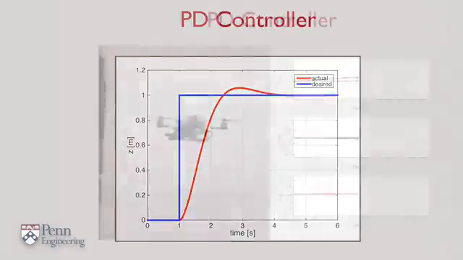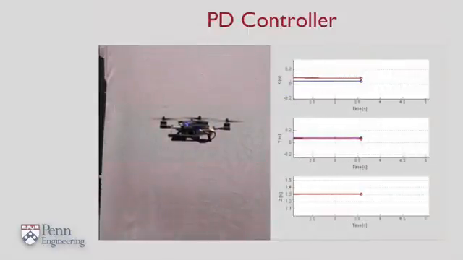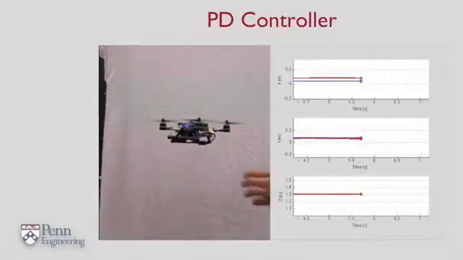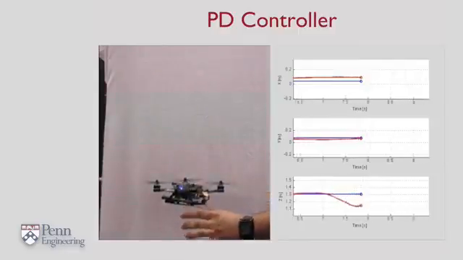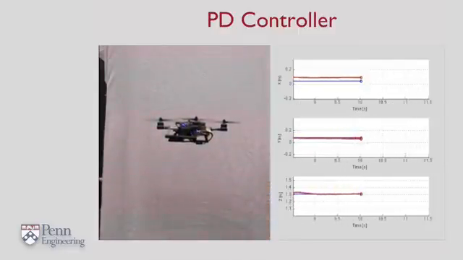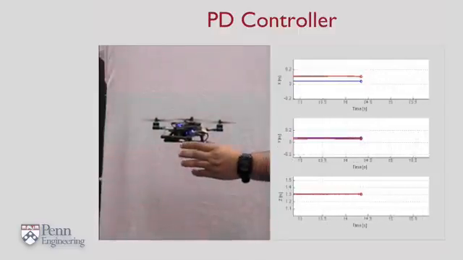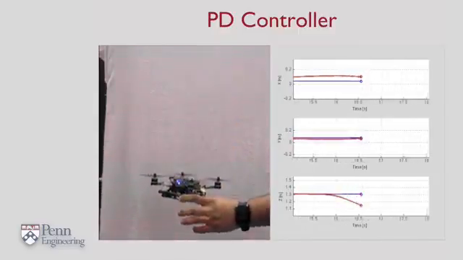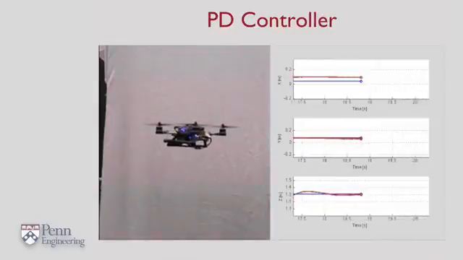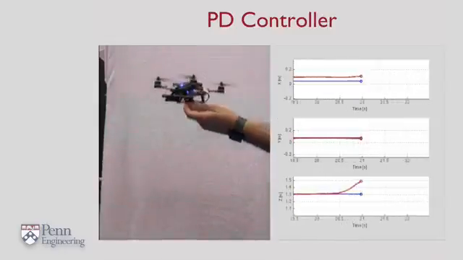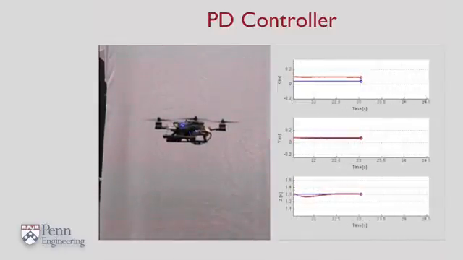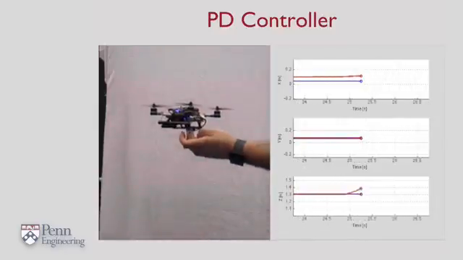And here's an experiment that demonstrates the same idea. The robot is asked to hover, and in this case, someone displaces the robot from the nominal hover position, and the robot fights to overcome the disturbance. Using a combination of proportional and derivative gains, the robot is able to compensate for that disturbance and then settle back down into the hover position.